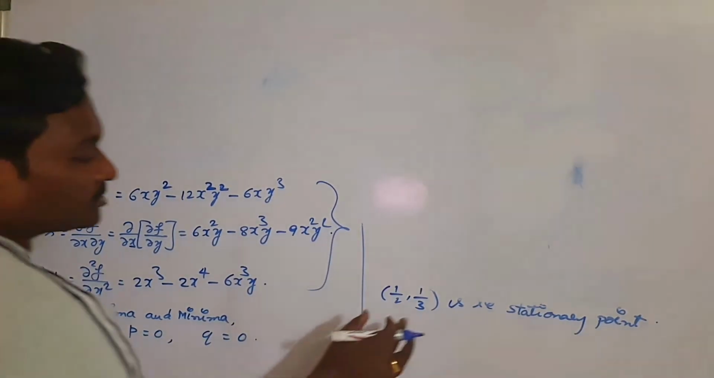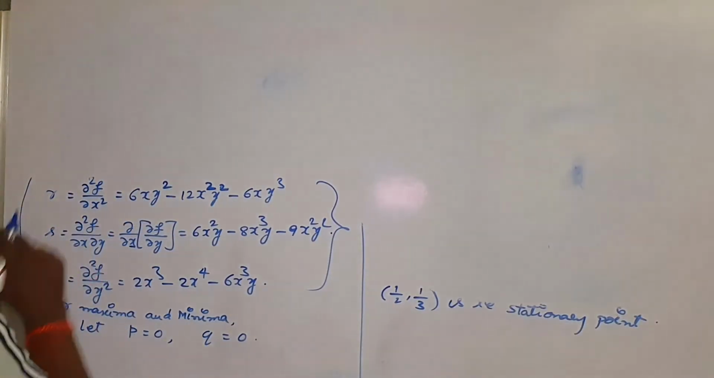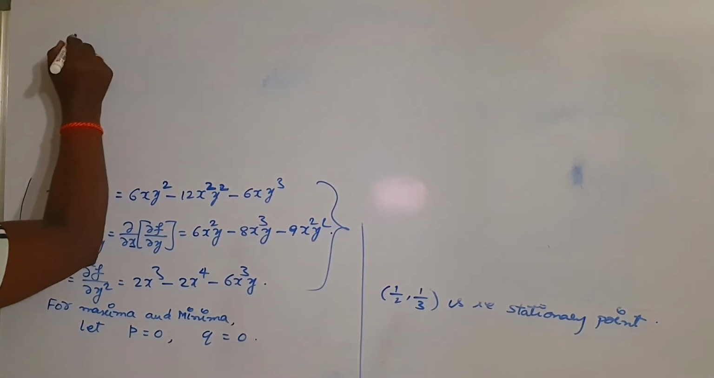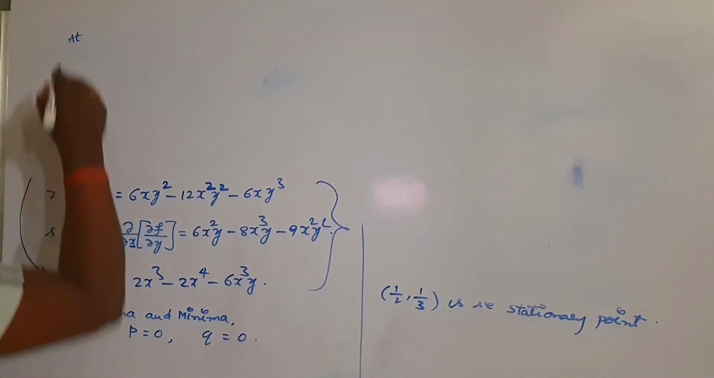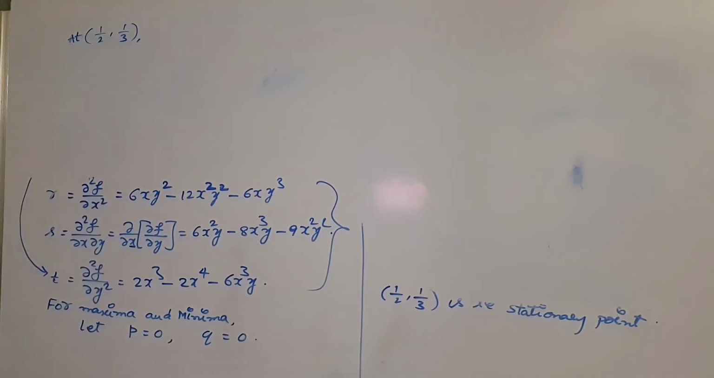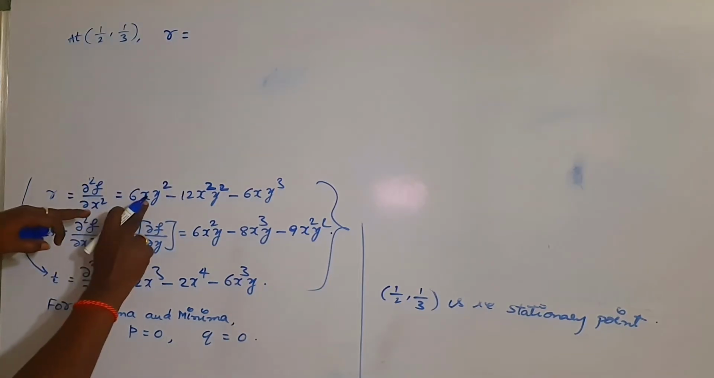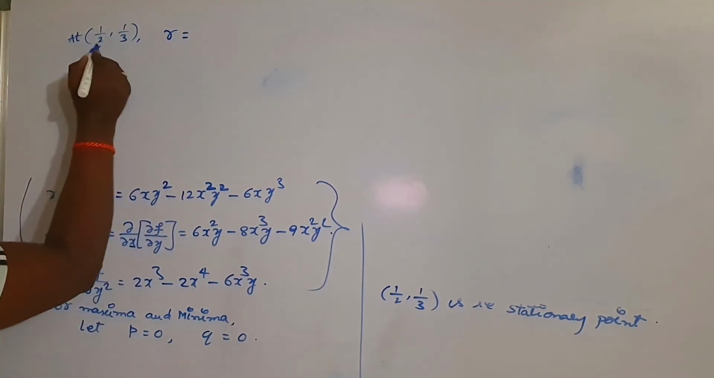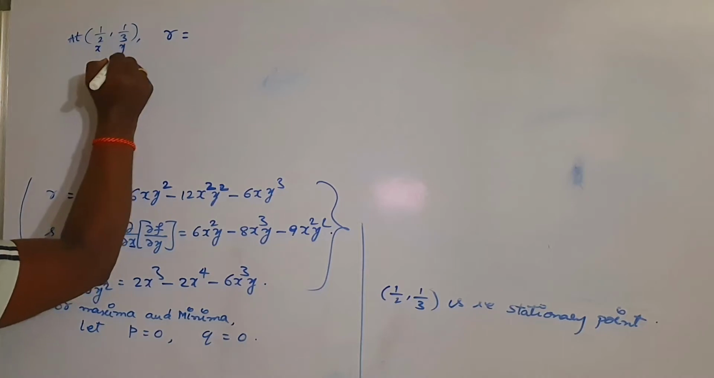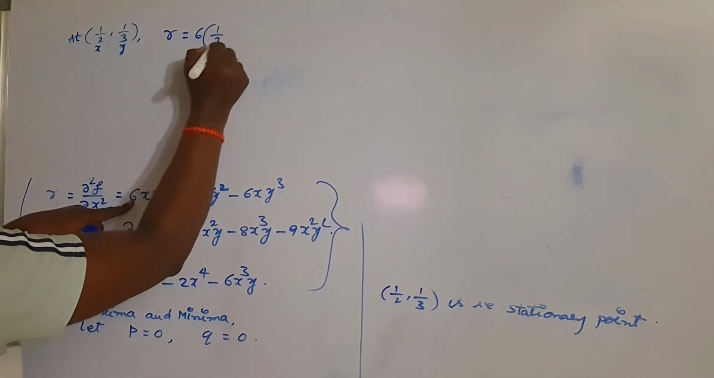Now we have to substitute this stationary point (1/2, 1/3) in R, S, T. At (1/2, 1/3), what is the R value? Whenever we have x, replace it by 1/2. Whenever we have y, replace it by 1/3. So 6 into x means 1/2.